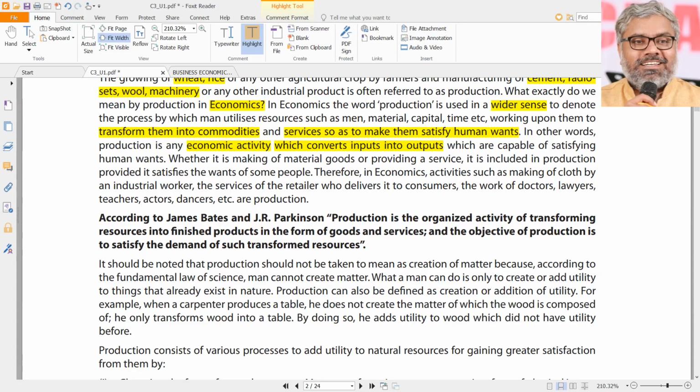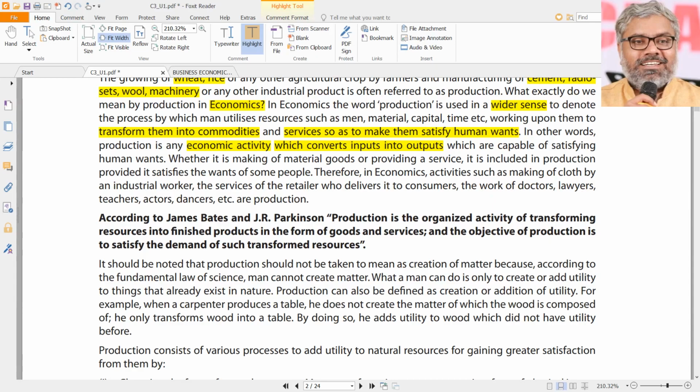Let us say atta is converted into chapati. Yes, that is an activity for sure. If your mother is doing that, is it also an economic activity? From an economics perspective, the answer is no. It is not, whether we like it or not, whether we agree with it or not. From an economics perspective, economic activity is only that where there is an exchange value, not just use value.